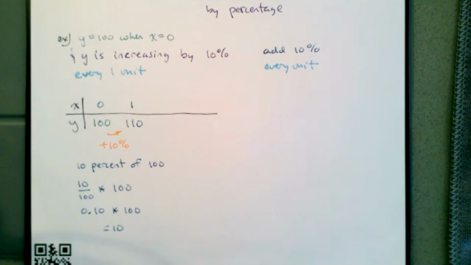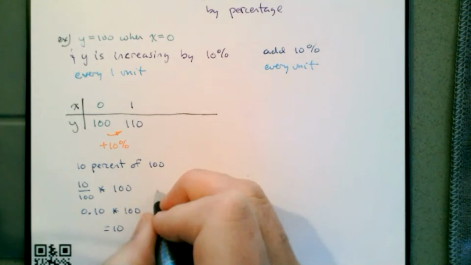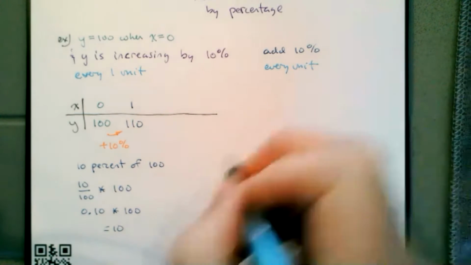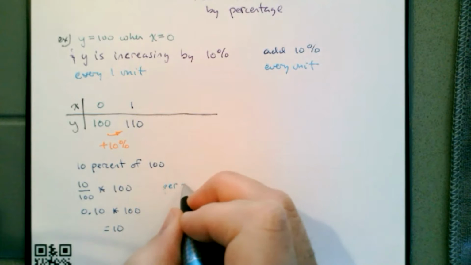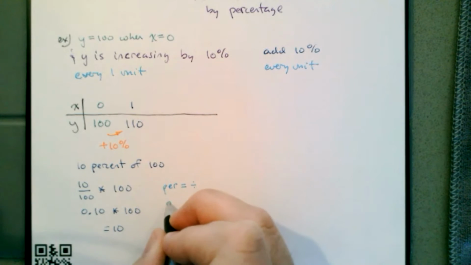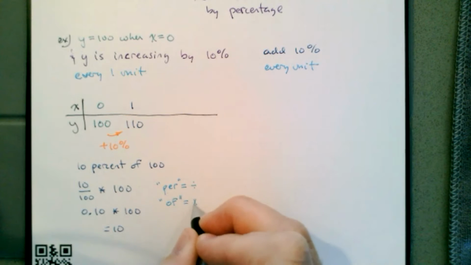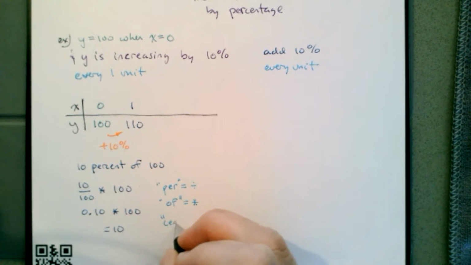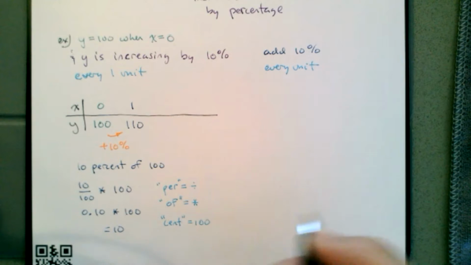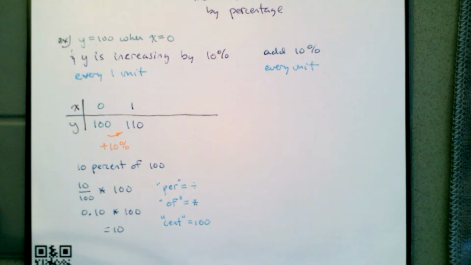The way I like to remember things is that per is divided by, of is multiply. Per and cent is 100. So when we go from 100 to 110, that's an increase of 10%. It's also an increase of 10 units because I started with 100.